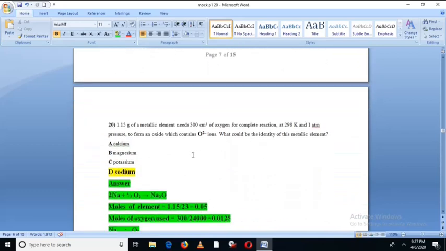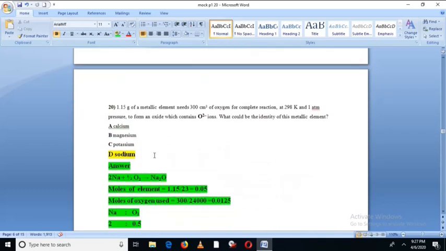The 20th MCQ was related to molar calculation. It is asking that 1.15 gram of a metallic element needs 300 centimeter cube of oxygen for complete reaction at 298 Kelvin and 1 atmospheric pressure to form an oxide which contains O2 negative ions. What could be the identity of this metallic element? So he has given the four options: calcium, magnesium, potassium, and sodium. The right option is D. I have highlighted it in yellow.